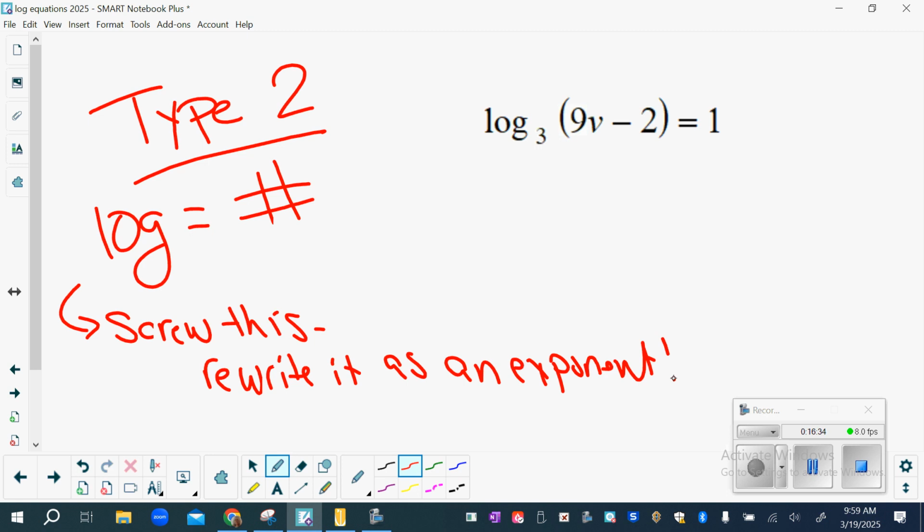We don't do them as logs. Watch what we're going to do. We're going to say, screw this, let's just rewrite this baby. Let's take the base out of the basement.